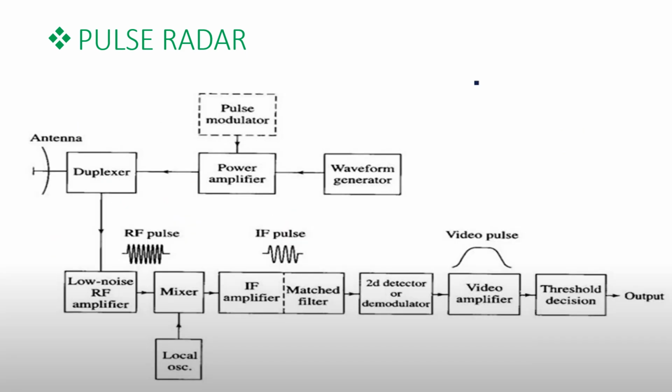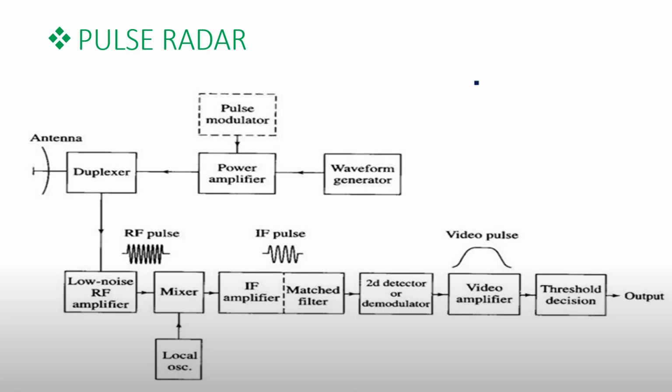So this is the block diagram for pulse radar. Pulse radar operates by transmitting a short duration electromagnetic pulse and then waiting for the echoes to return after reflecting from a target. This helps to determine both the range and velocity of the target.